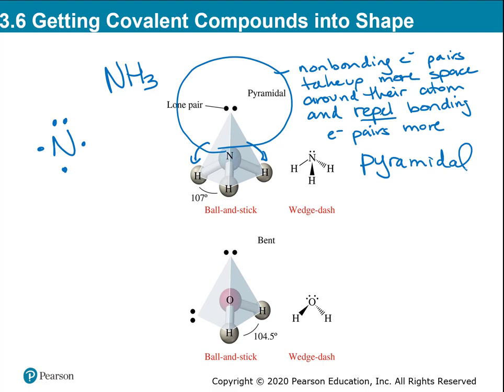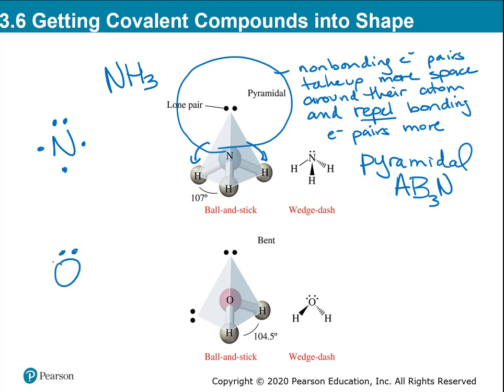So pyramidal, how many groups are connected? It's A. How many B? 3. So it's AB3. How many non-bonding pairs does that central atom have? It has 1. And that's why it's different than trigonal planar. Trigonal planar has 3 bonded groups, just like pyramidal does, but pyramidal has that non-bonding pair that changes the shape slightly. Last one. Last one is what oxygen likes to do.